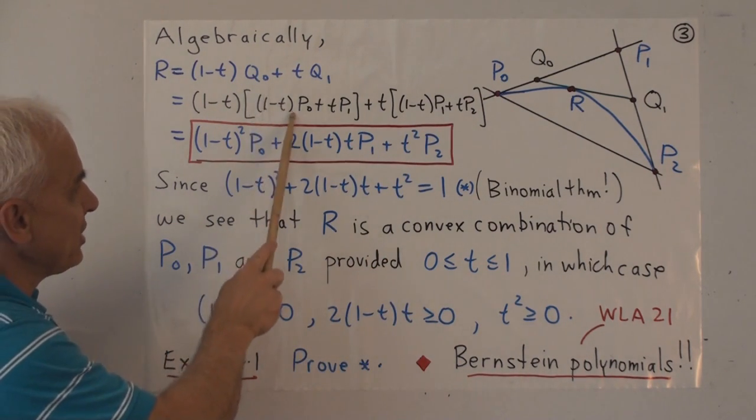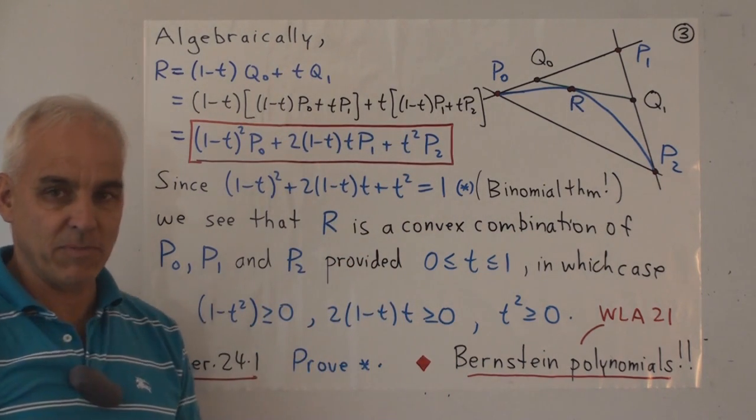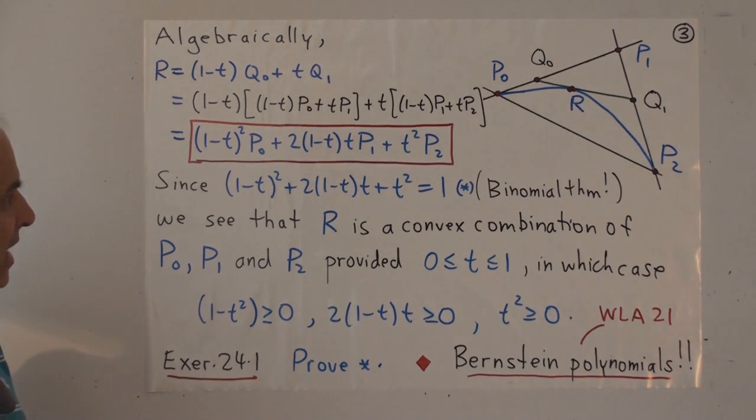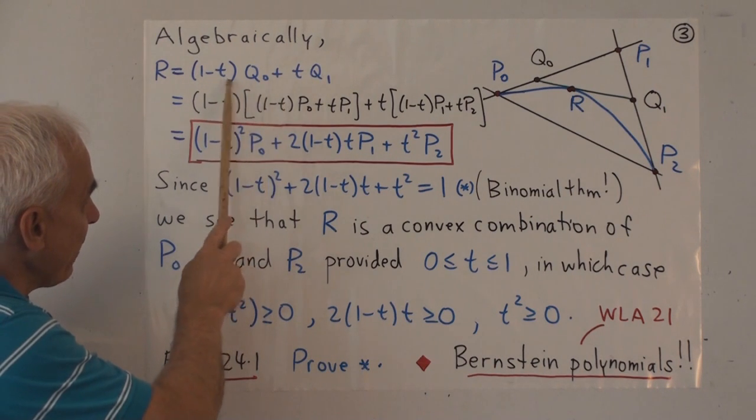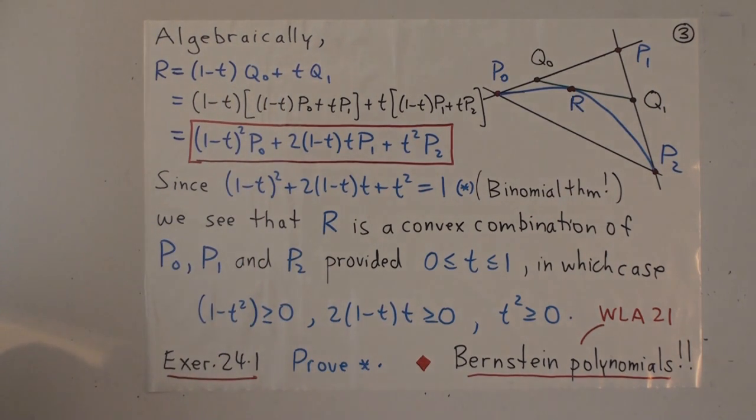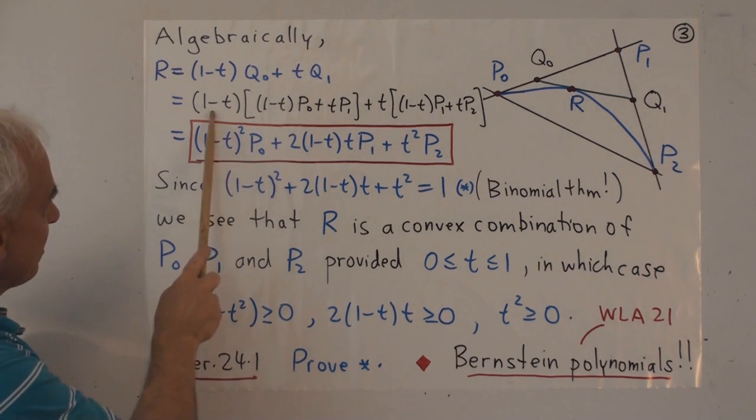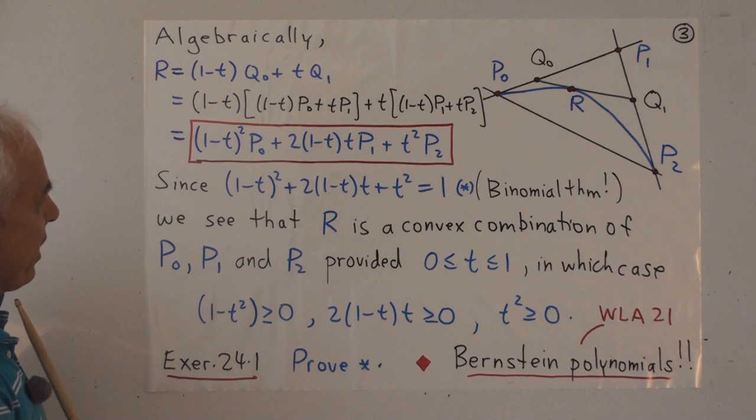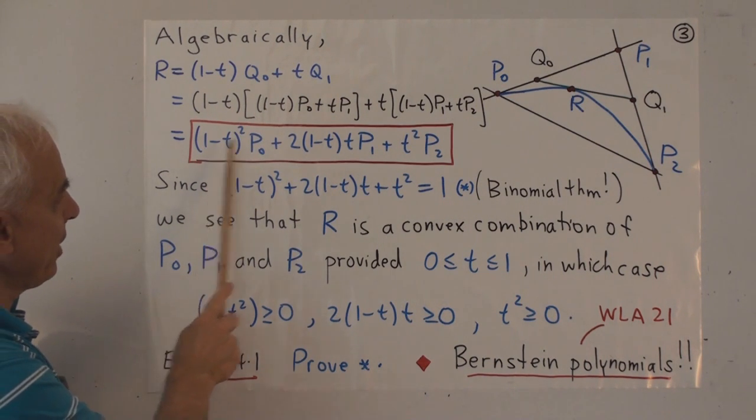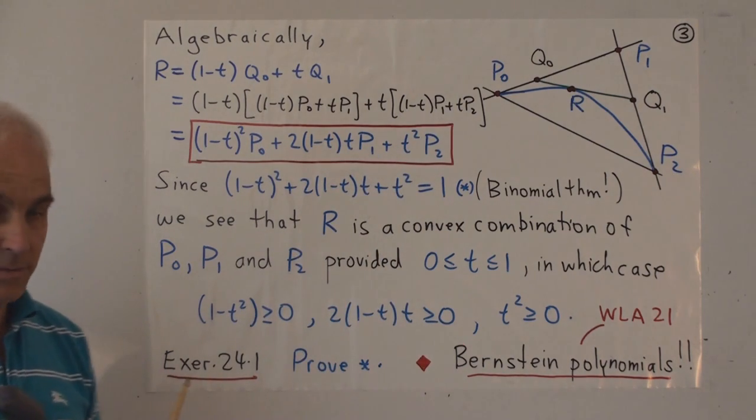So I'm replacing Q0 and Q1 here with the corresponding expressions involving P1 and P2. The t value is the same everywhere. That t and that t, they're all the same. All right, now we can simplify things. We see that the total number of P0s is (1 minus t) squared. That's the coefficient there. The total number of P2s is t times t, and t times t makes t squared.